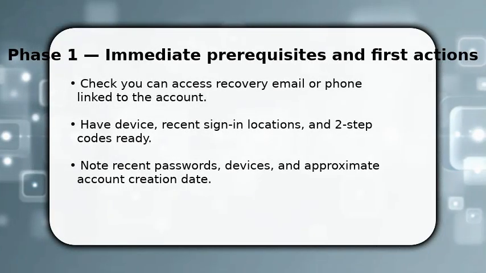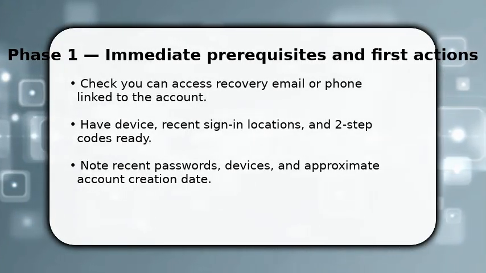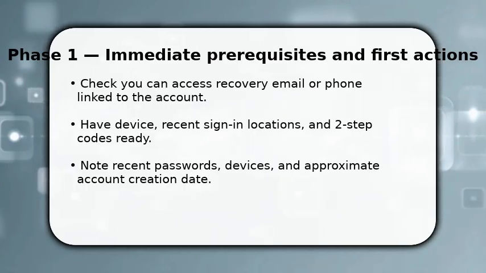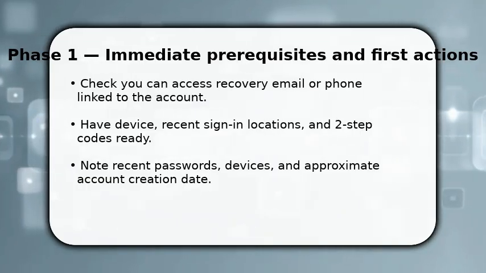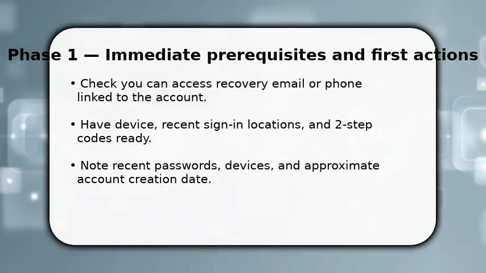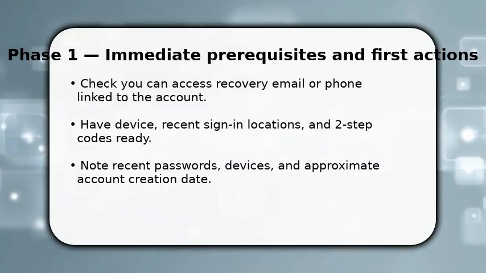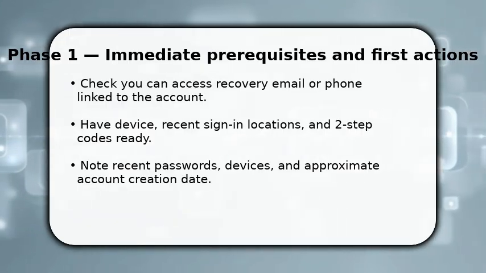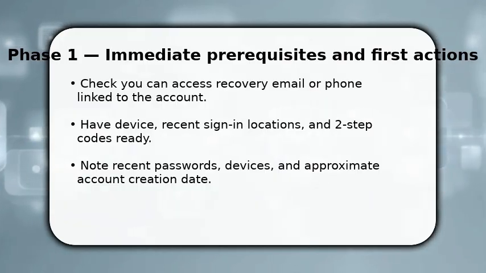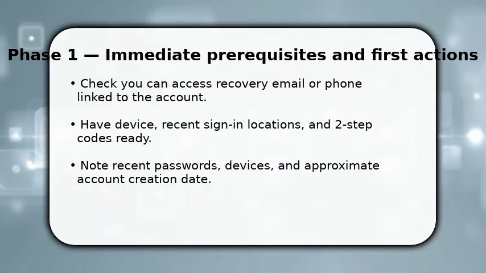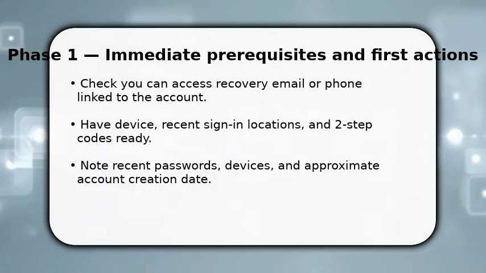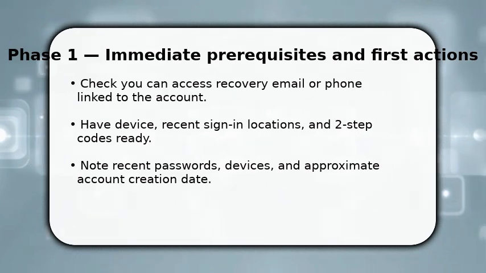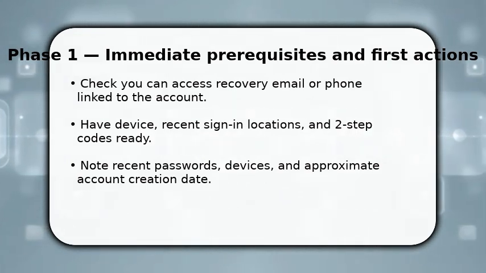You start by proving who you are, so gather recovery details first. Use the device you normally sign in from and open the Google account recovery page. Follow prompts to enter your email or phone and any recent password you remember. Once done, provide the recovery email or phone when requested and select the verification method, text, call, or code generator. Make sure to note approximate account creation date and any devices recently used because those facts speed verification.